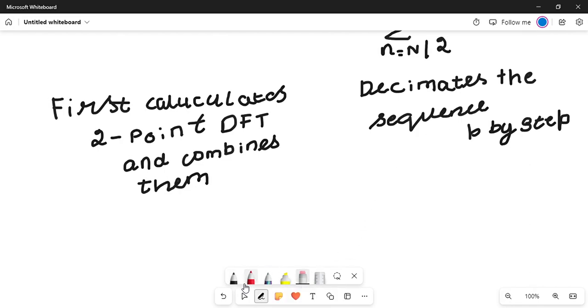First there will be an 8-point DFT. If you divide that 8-point DFT you get a 4-point DFT. That is n by 2, and if you divide that once again, you get n by 4, that is 2-point DFT, right? It will divide the sequence step by step until you get the 2-point DFT, and for the 2-point DFT you are going to calculate the DFT, right?